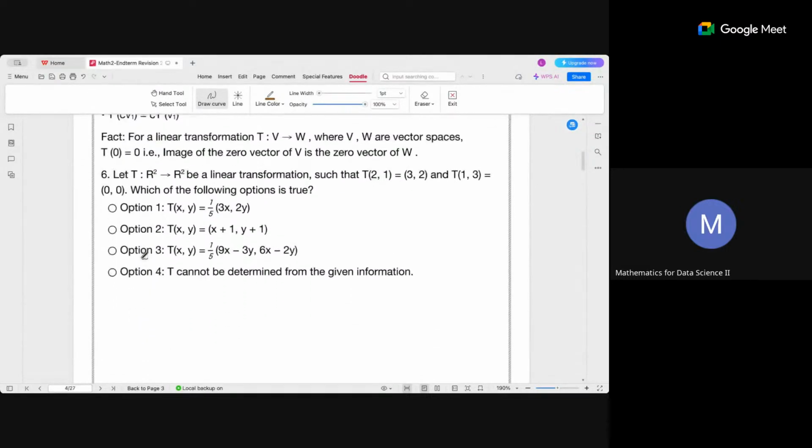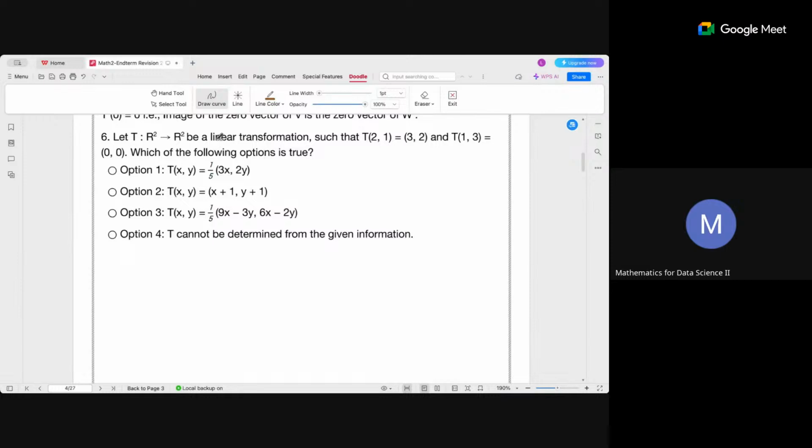Now here is an exercise. You are given a linear transformation T from R2 to R2 such that T of (2, 1) is this and T of (1, 3) is this. Which of the following options are true? First of all, what do you need to note? Do (2, 1) and (1, 3) form a basis for R2? Yes, this forms a basis for R2.